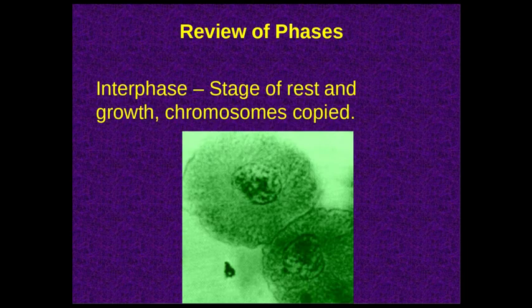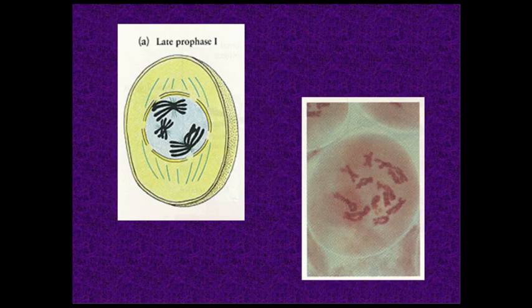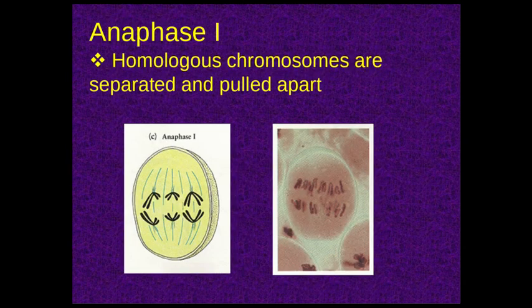So review the phases. You have interphase, stage of rest and growth. This is when everything's happening, but importantly, chromosomes are getting copied. Prophase 1, just remember chromosomes start coiling up, spindle fibers form, all that's going on. Here's the pictures. Metaphase, when they all line up in the middle, spindle fibers are still attached to the chromosomes. Anaphase, they're getting pulled apart, so the spindle fibers are pulling the chromosomes apart.